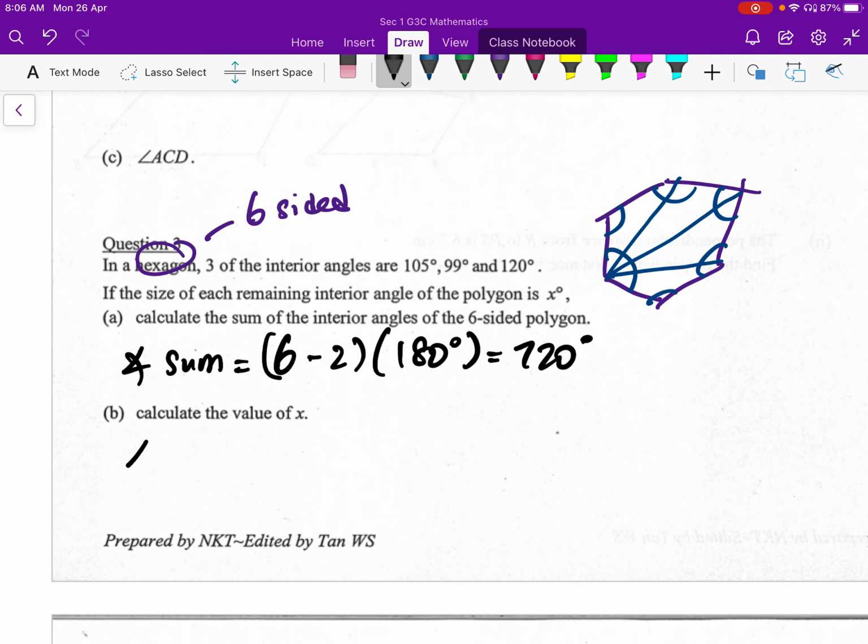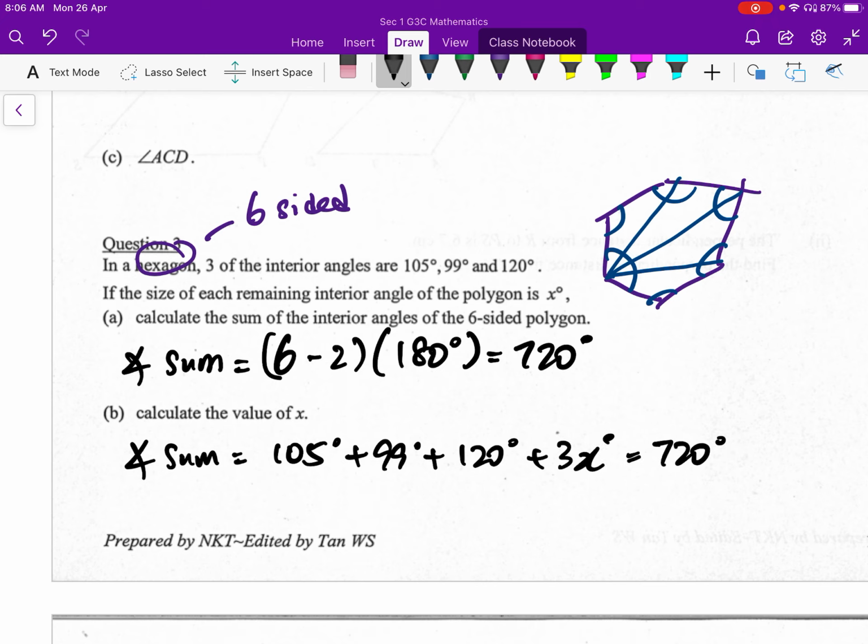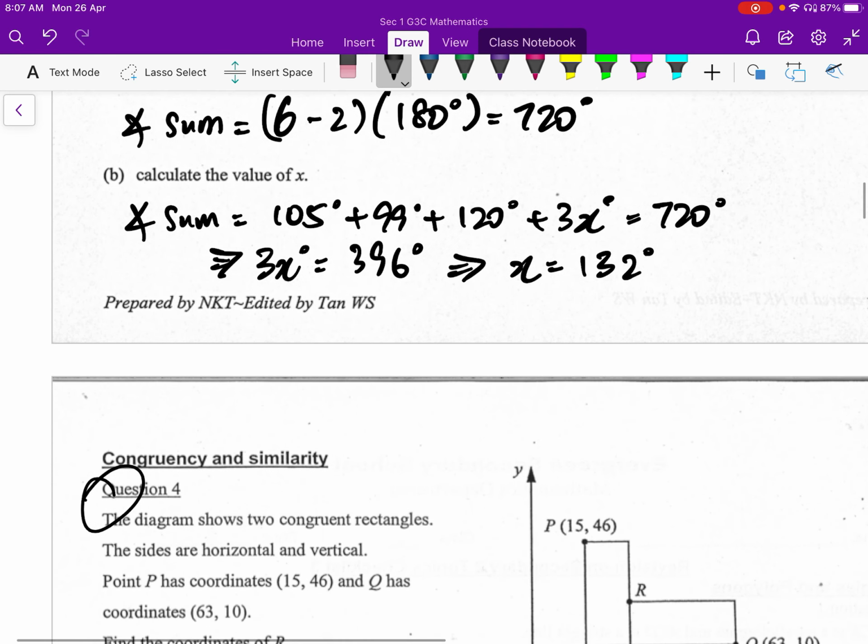So we have angle sum 105 plus 99 plus 120 plus 3x should give us 720. 3x will now be equal to 720 minus 105 minus 99 minus 120, which is 396 degrees. Therefore, x equals 132 degrees. Right? Is that what you got? Okay, very good. I like that you all can tell the answer is wrong.